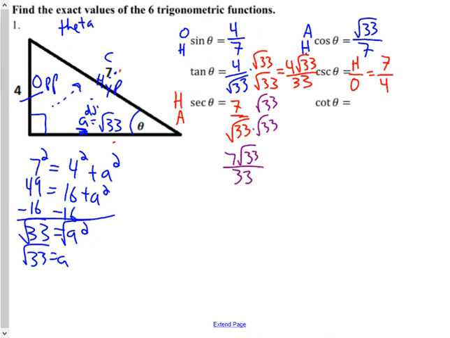And then lastly, cotangent is, right, A over O. Adjacent is square root of 33 over opposite is 4.